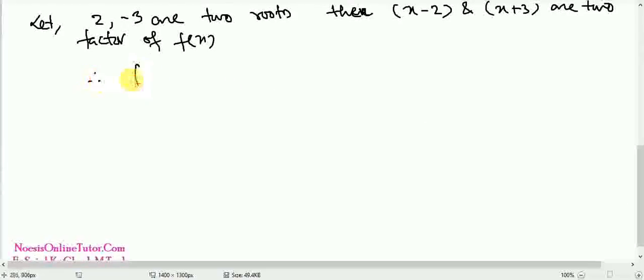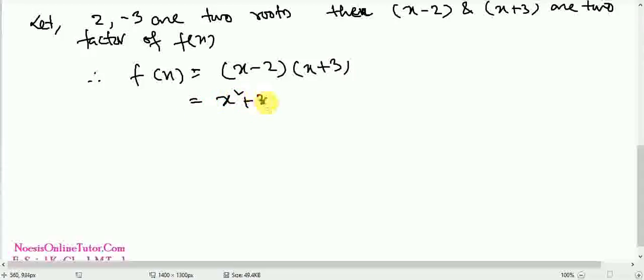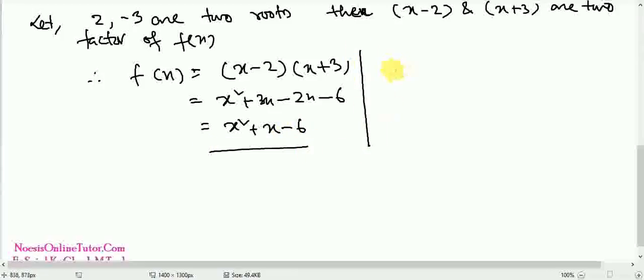Then we could write fx equal to what? fx equal to x minus 2 into x plus 3. What we will get? x square plus 3x minus 2x minus 6. This is equal to x square plus x minus 6. Similarly, according to the formula, what is fx? fx is equal to x square minus alpha plus beta into x plus alpha beta.